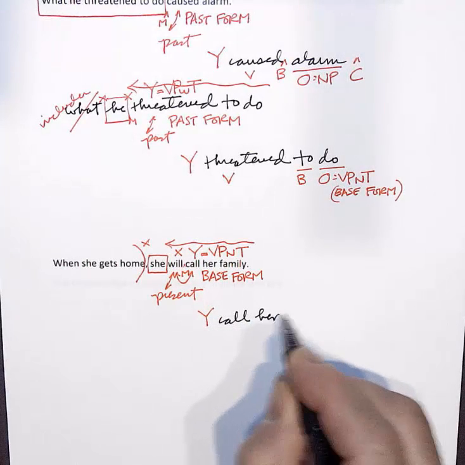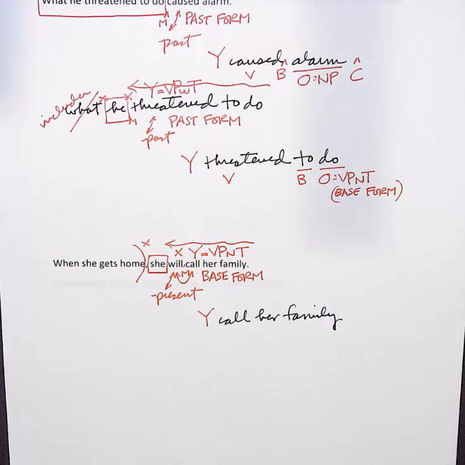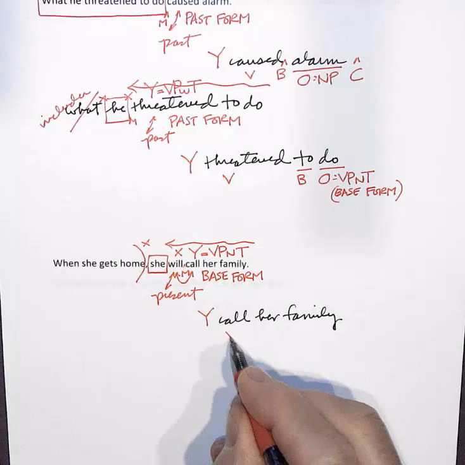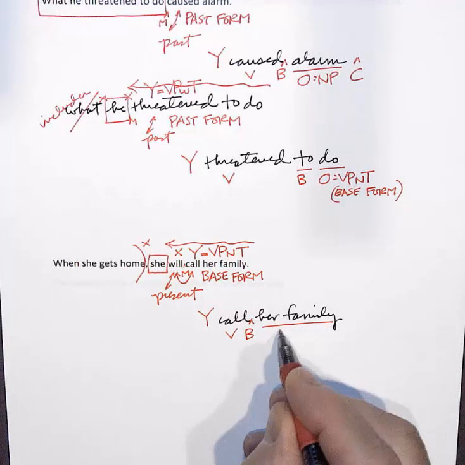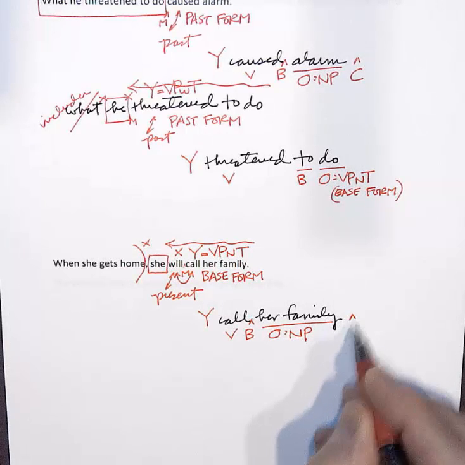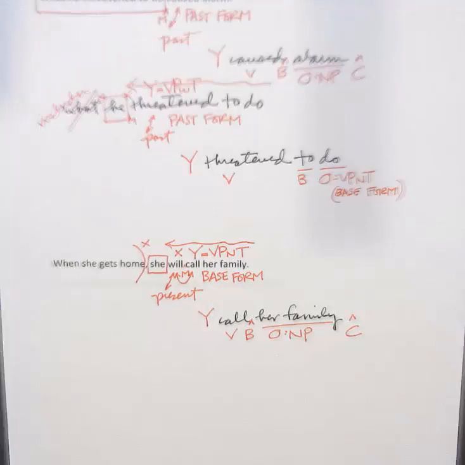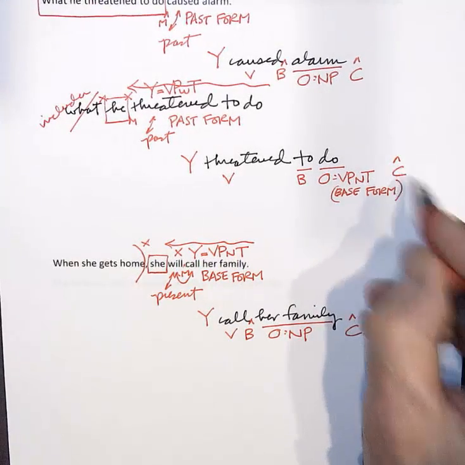Call her family. Call is the verb. Particle place is empty. Her family is the object. That's a noun phrase. The complement place is empty. Actually, I forgot over here. Complement place is empty.